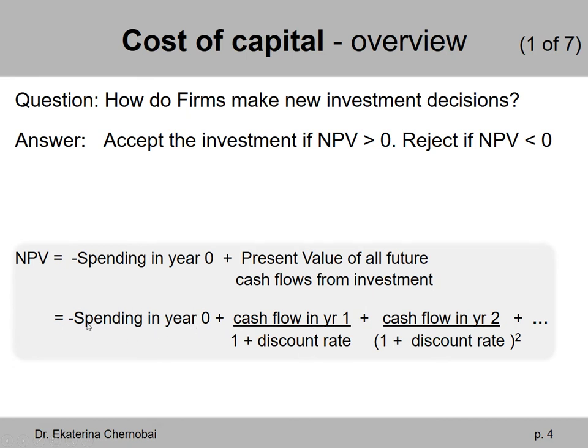Spending in year 0 with a negative sign because it's a cash outflow, plus what's the present value of all future cash flows? It's cash flow in year 1 discounted, or mathematically divided by 1 plus the discount rate. Then we add cash flow in year 2 divided by 1 plus the discount rate squared. And so on, we keep adding additional discounted future cash flows estimated for this project.